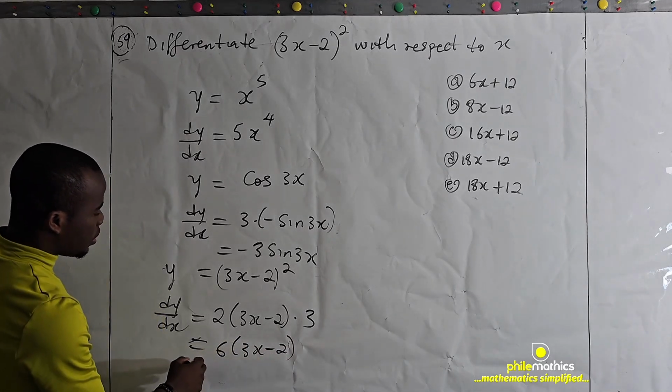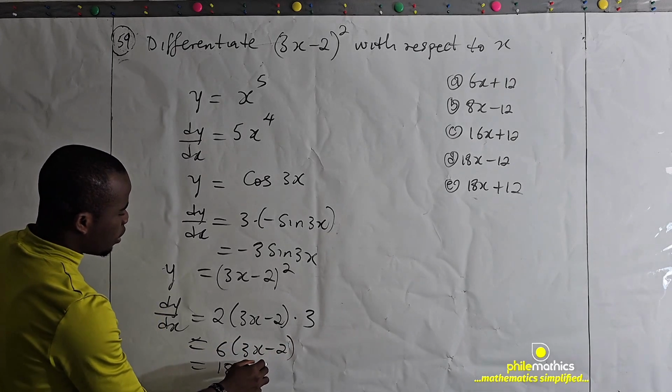And if I open the bracket, this will be 18x minus 12. That's D.